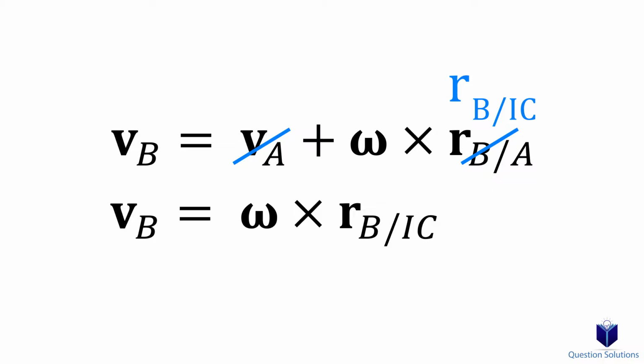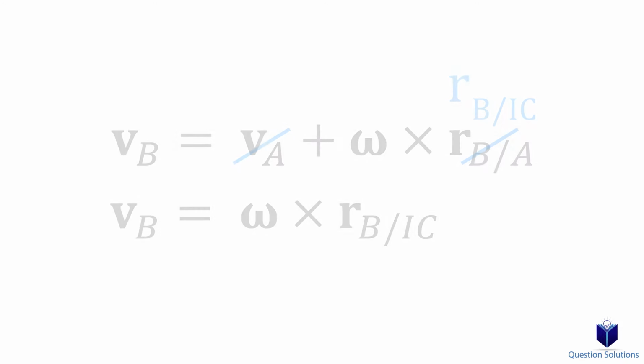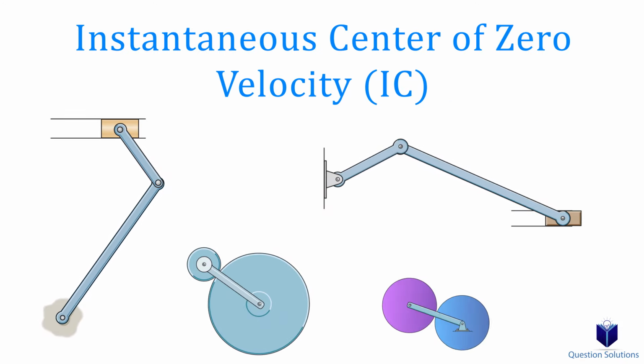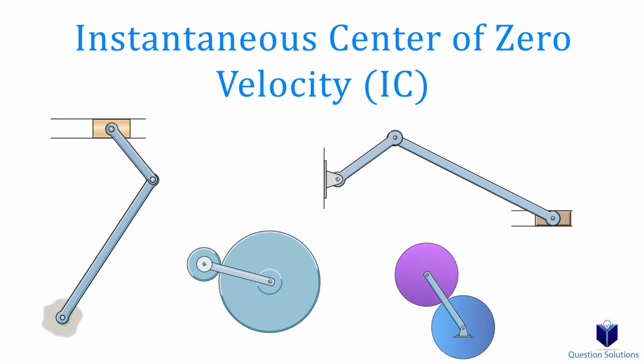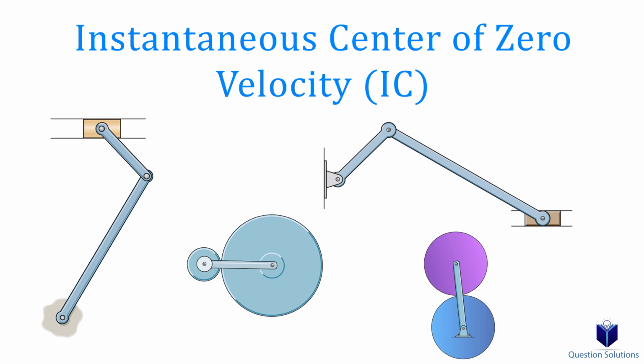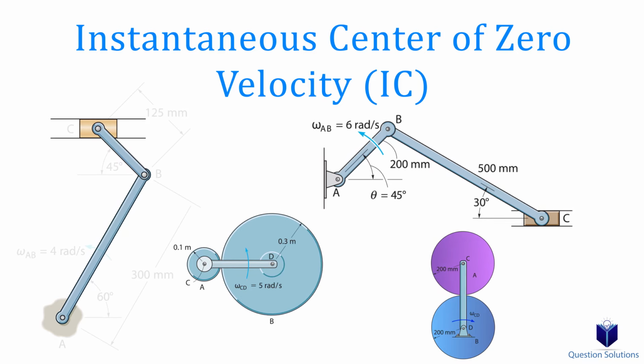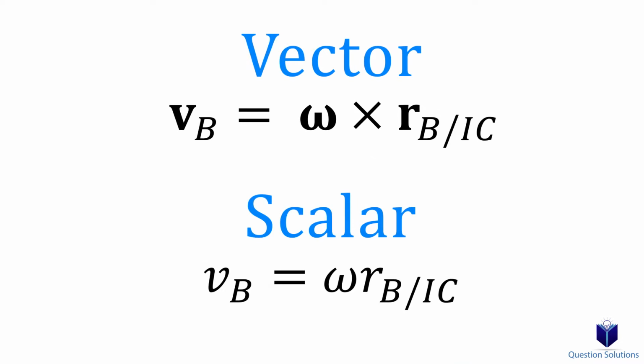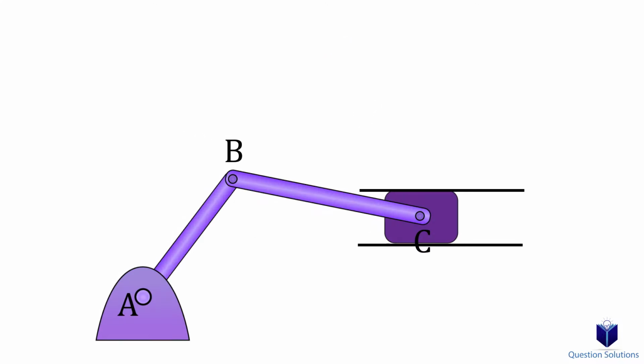In this video, we're going to figure out angular velocity and velocity at a point using something called the instantaneous center of zero velocity, denoted IC. When we find the IC point, we can write our equation like this and eliminate VA. To see how we can figure out a base point where VA would be zero, imagine a system like this.